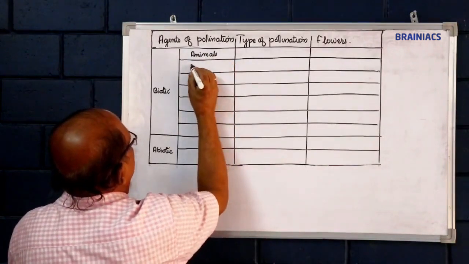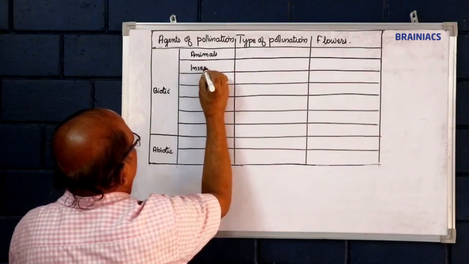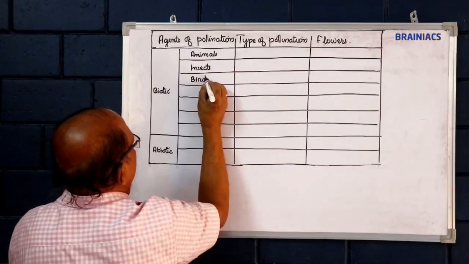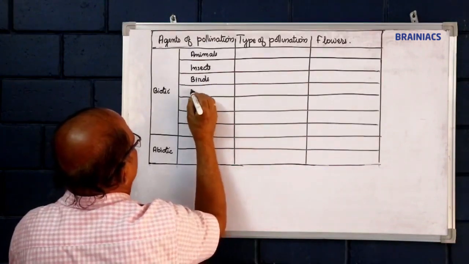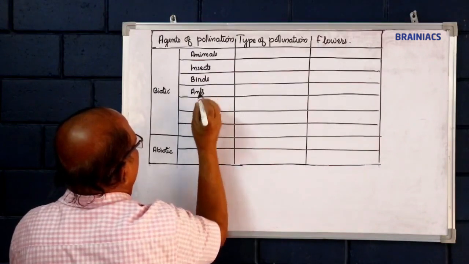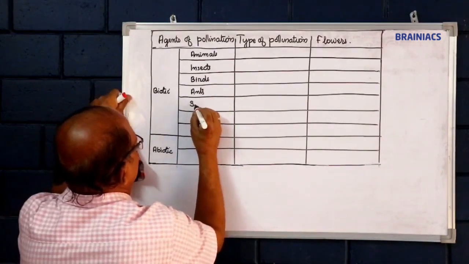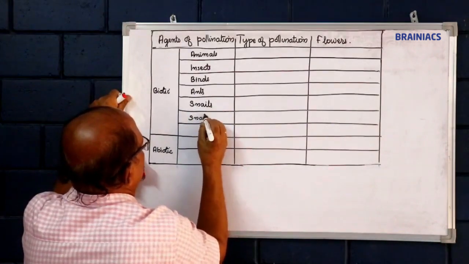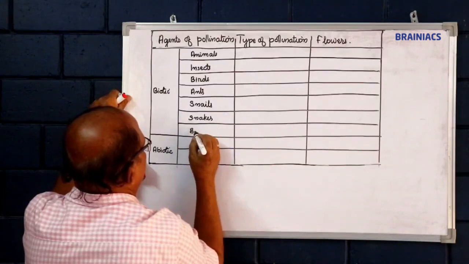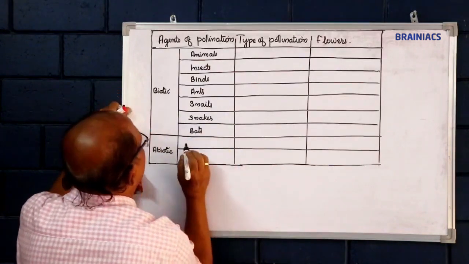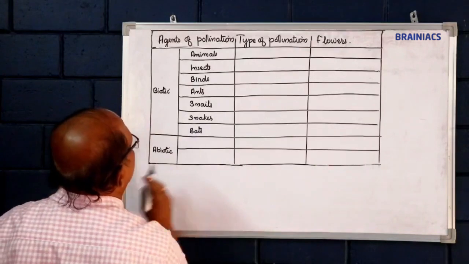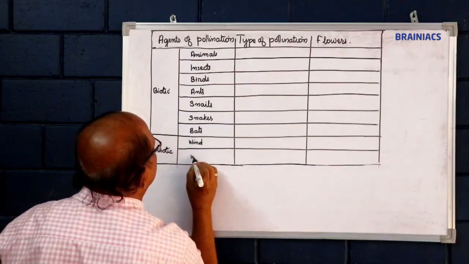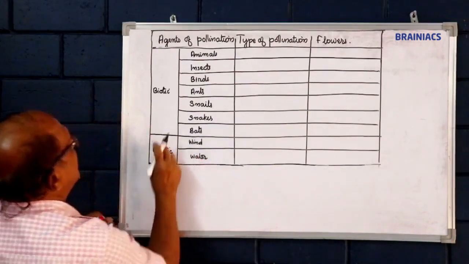Animals: insects, birds, ants, snails, snakes, bats. Winds, they are abiotic.